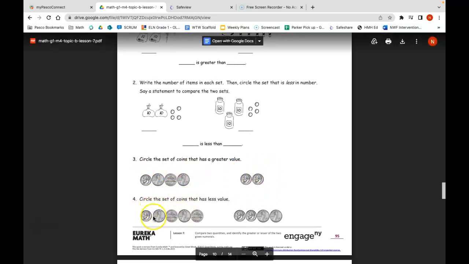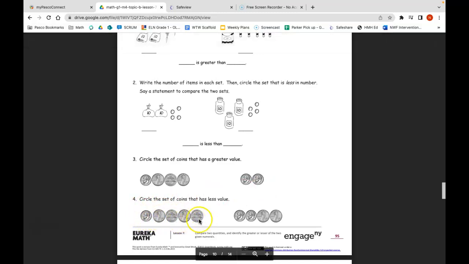Then for this one down here, I want you to, again, count how many coins you have. Pay attention to your dimes that are smaller than your pennies. Write that number under each set of coins. And then this time I want you to circle the set of coins that is less. So which one is a smaller amount? Okay, so once you figure out, is this one the less or the smallest number? Or is this one less or the smallest number?